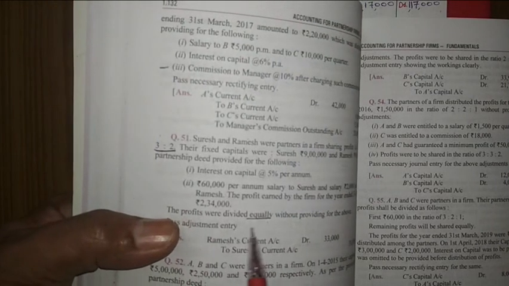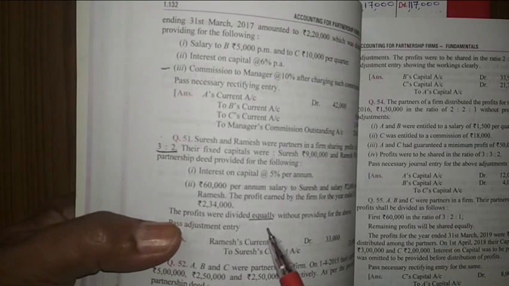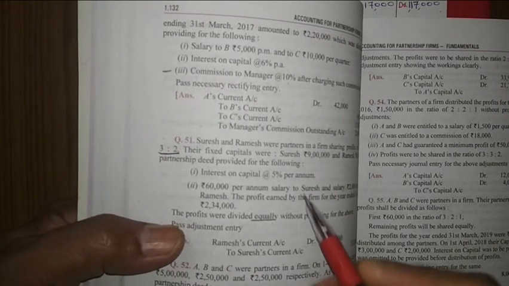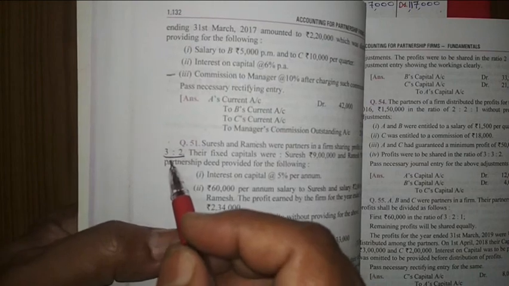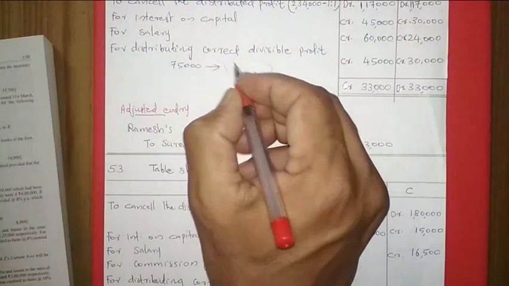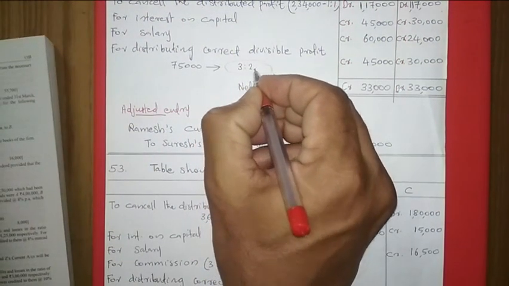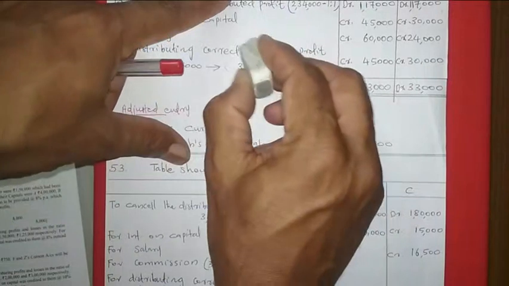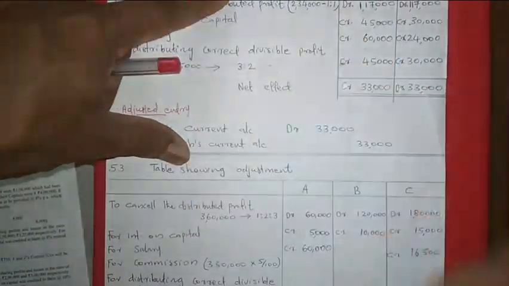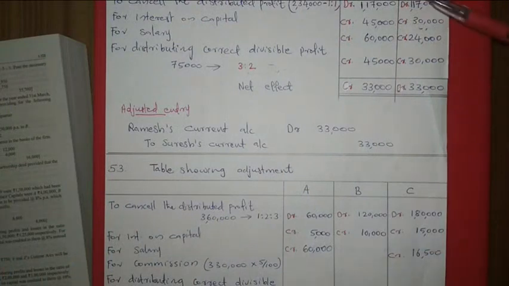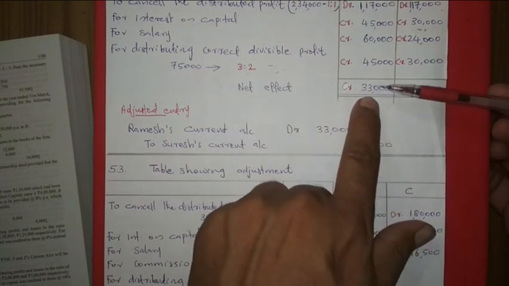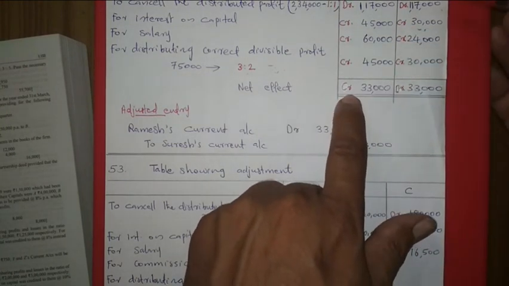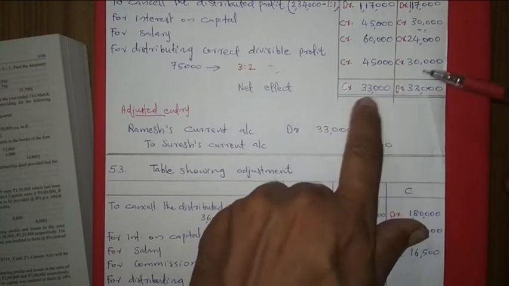There the profit was divided equally, that is why we cancelled. At the time of cancelling we used equal proportion, but whenever we get the divisible profit, we have to distribute it in the correct profit sharing ratio, in 3:2 ratio. So here we can write 3:2. Then that we have to credit, because the divisible profit goes to the capital account as credit. After writing that, the net effect we can take. So the net effect is coming here, credit is more for Suresh, that is why we are getting 33,000, and in Ramesh's column debit is more, so the amount is the same only.